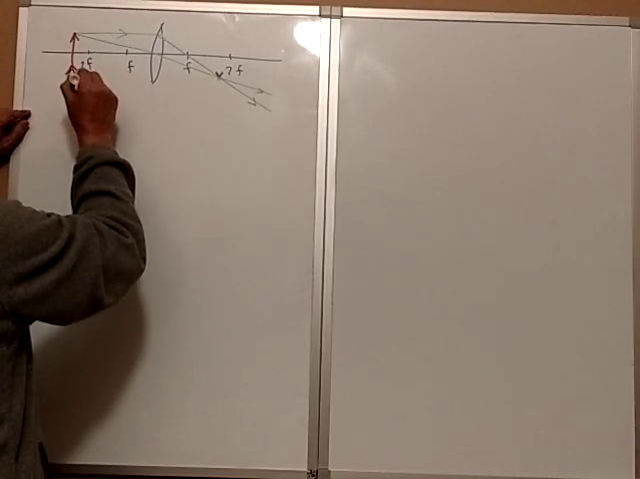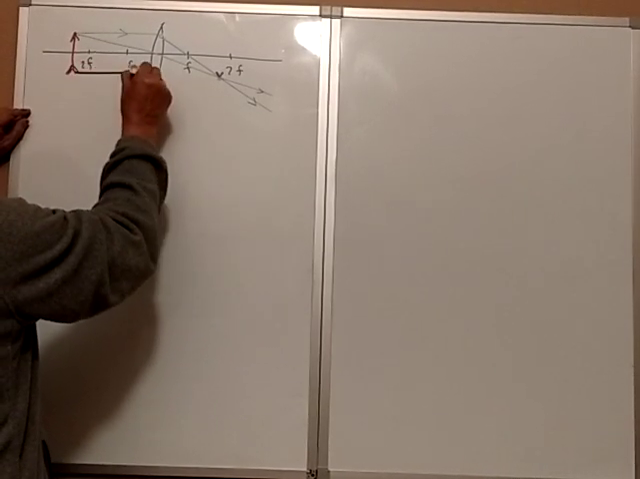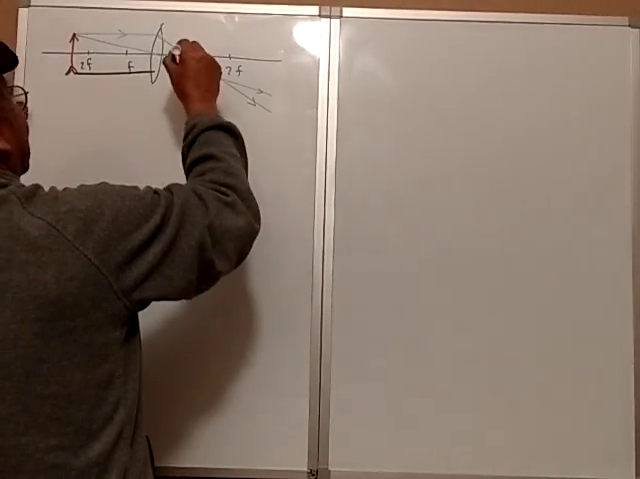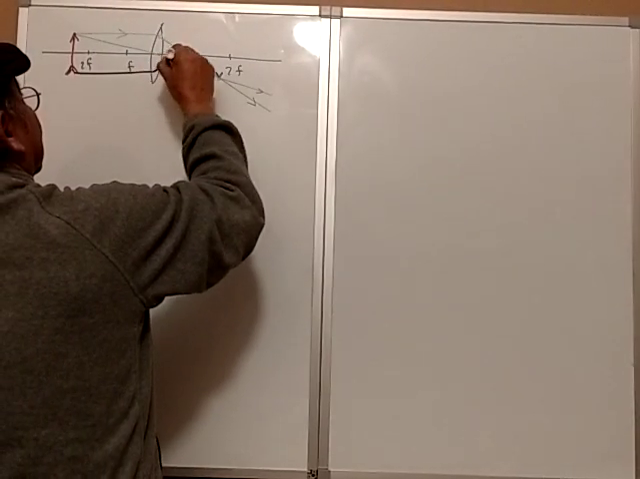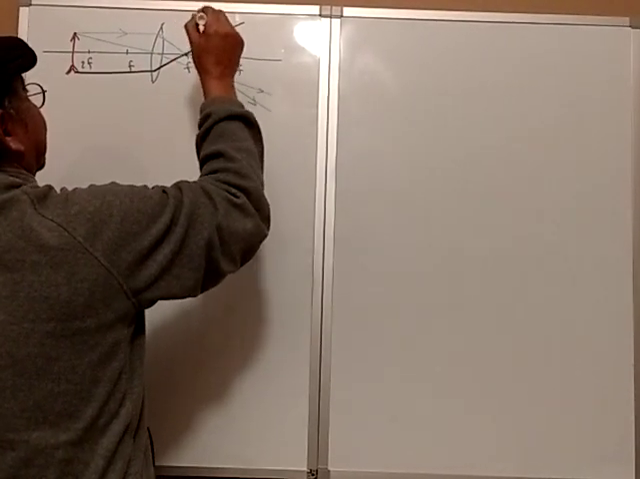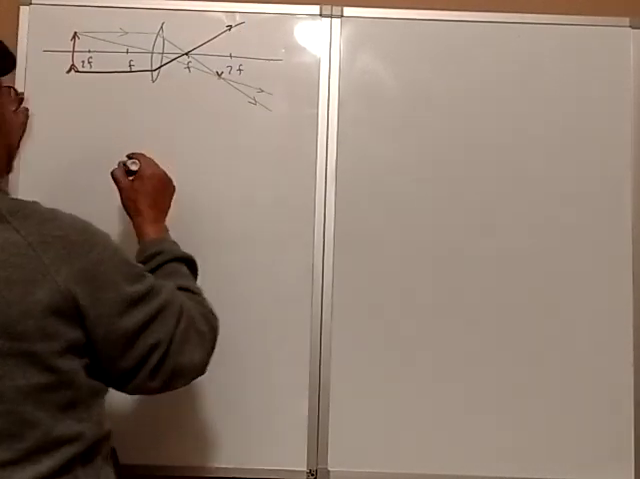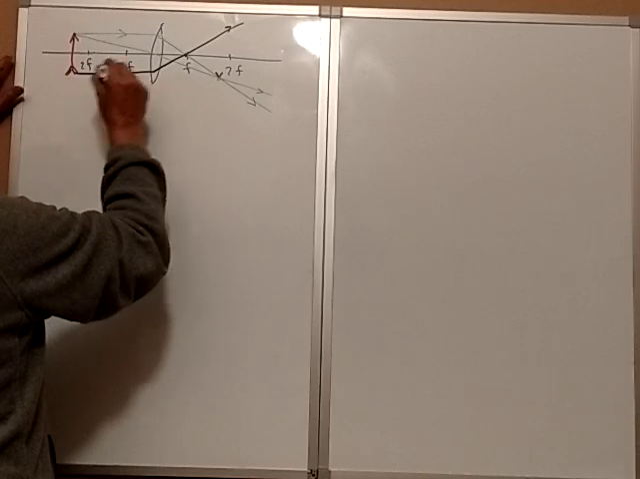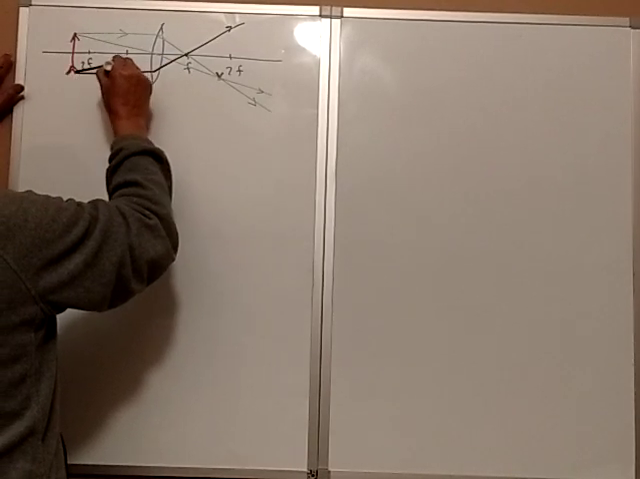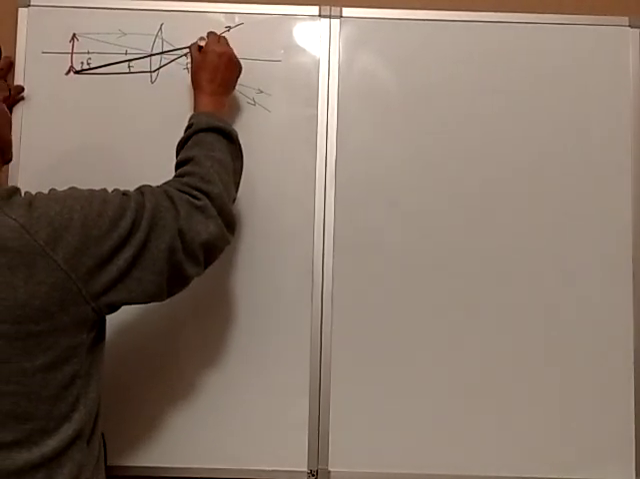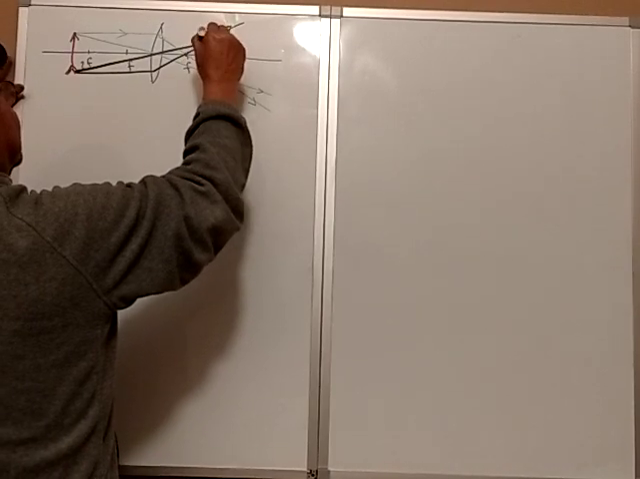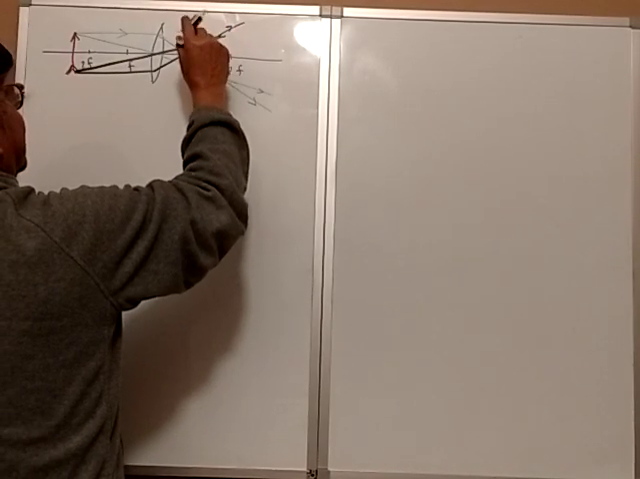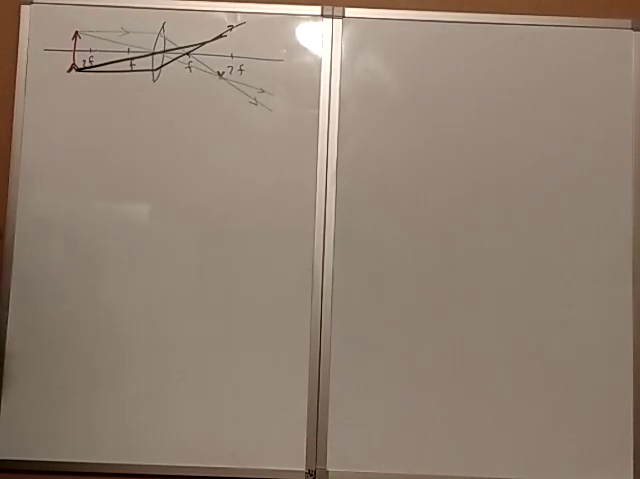So I'm going to use a different color. And so it will go through the focal point. Not very good, but anyways. And another one will go through the center. Right, so it's supposed to cross somewhere here, but my line was not straight.